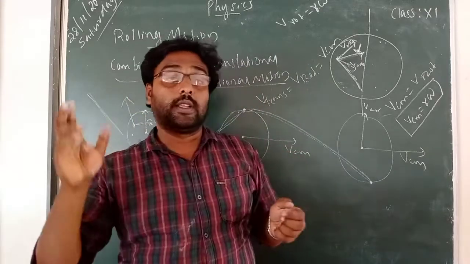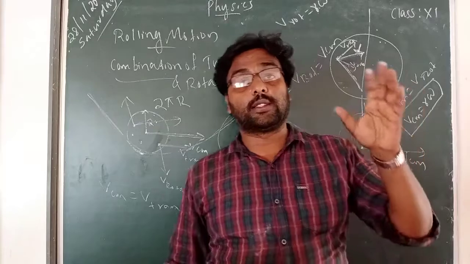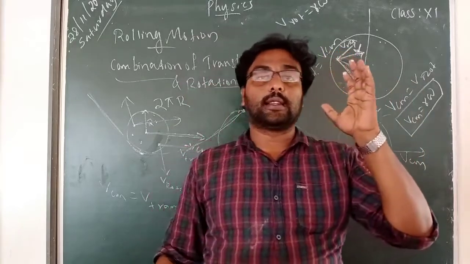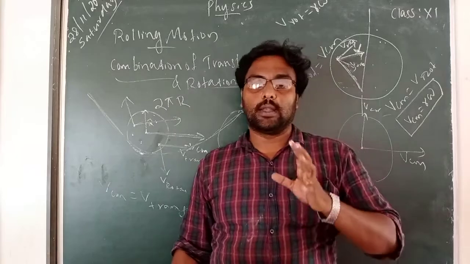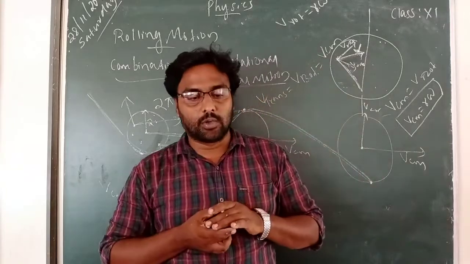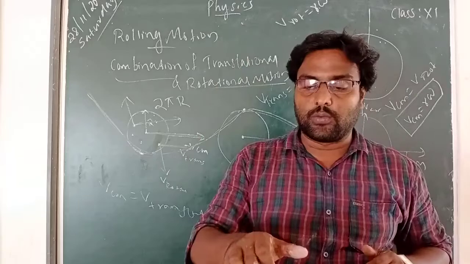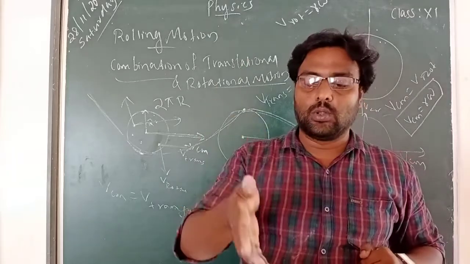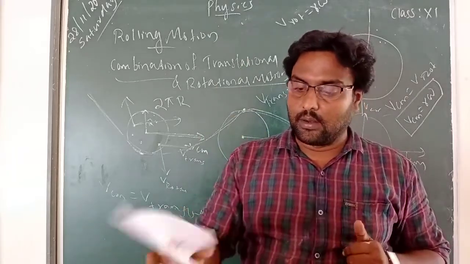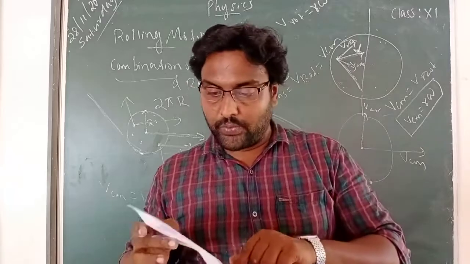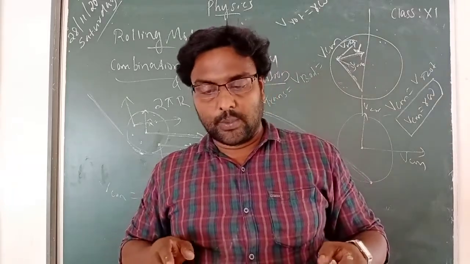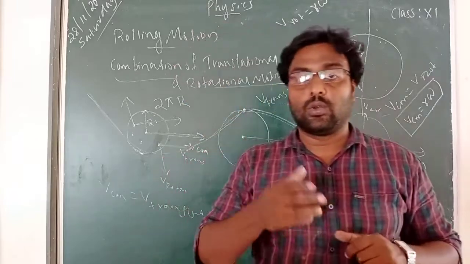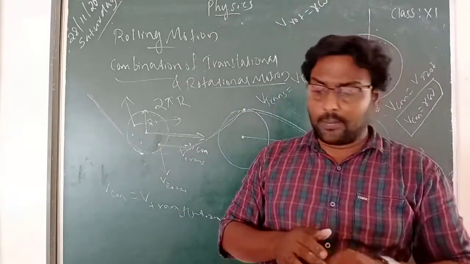Based on these two cases, there is the combination of translational and rotational motion about the center of mass, and the momentary rotational motion about the point of contact. These two cases are also given, so you can go through page number 251, this combination of translational motion, and page number 253. Just go through that.